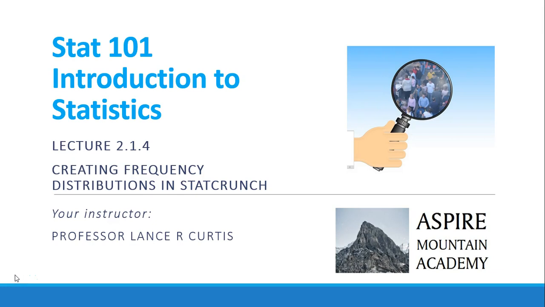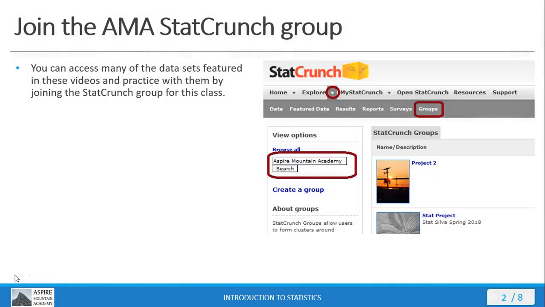In less than 10 minutes, this video demonstrates how to create a frequency distribution from a data set using StatCrunch. Let's get started. Before we go into using StatCrunch to make a frequency distribution, you're going to need to access the data sets we'll be using to make all our frequency distributions. You can get that access when you join the Aspire Mountain Academy StatCrunch group. This group will serve as the repository for all the data sets we'll be using in this course.